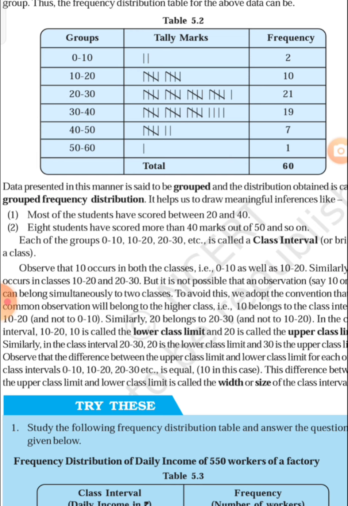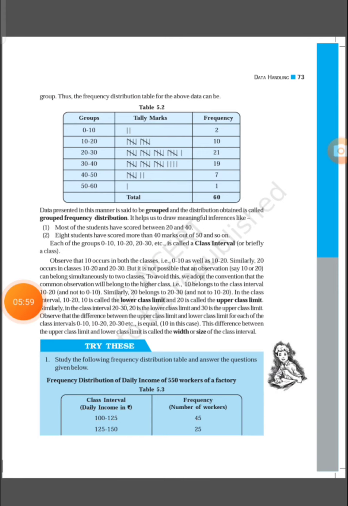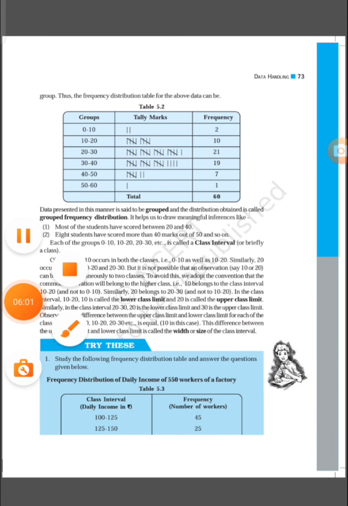That means this one is the lower number of students who are getting the marks between this, and this one is the higher number of students who are getting the marks this. Okay, now there is an activity which you have to do by yourself.